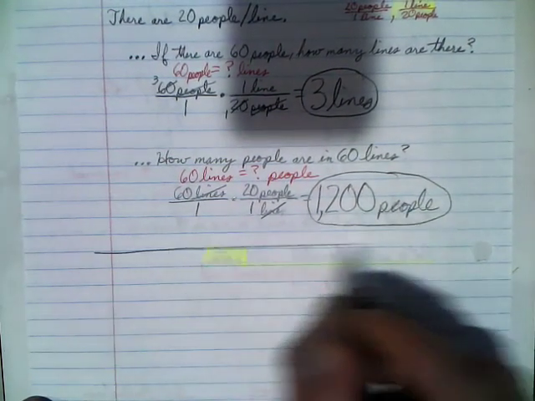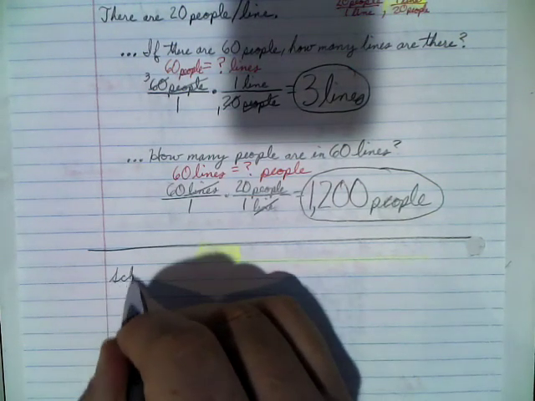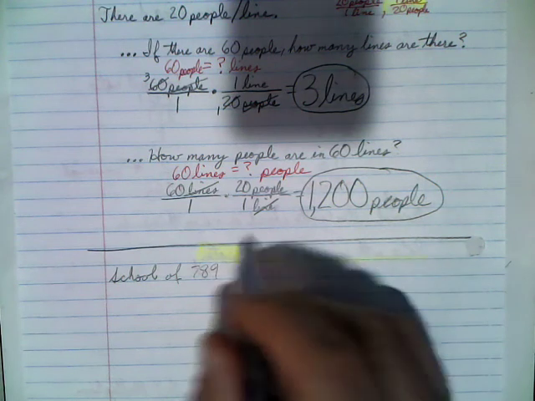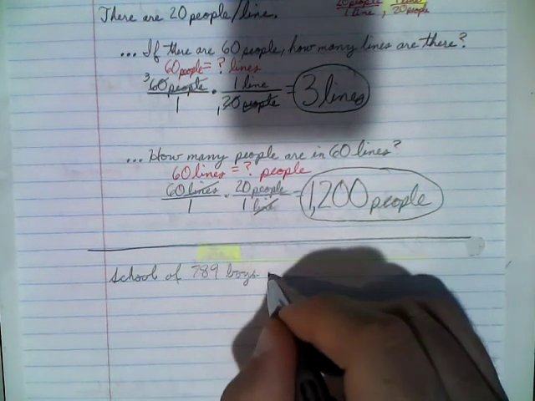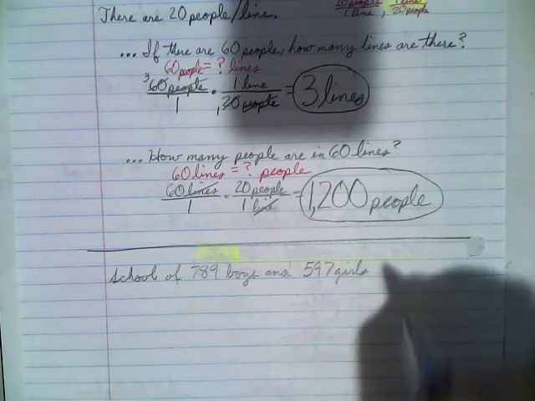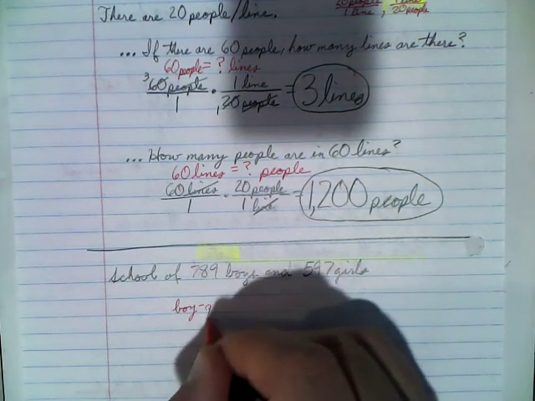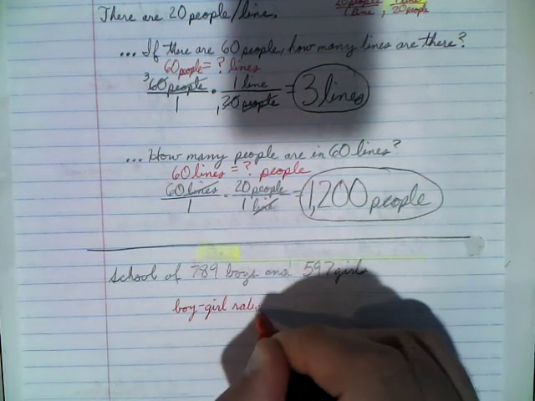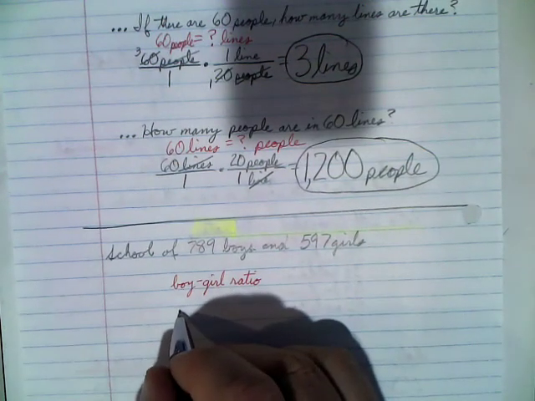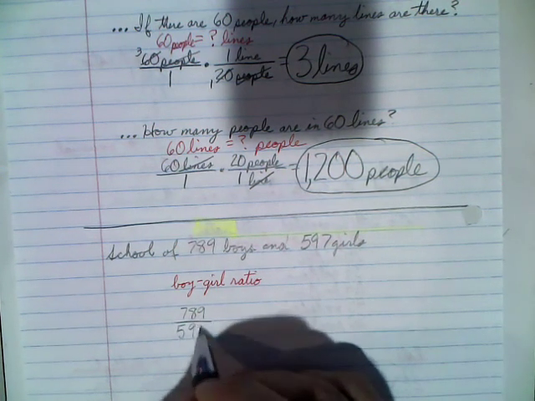Last thing, let's say that we have a school of 789 boys and 597 girls. If I asked you here for the boy-girl ratio of this school, well, we take the boy number first, and I'm going to write this as a fraction this time, 789, and put it over the girl number second, 597.